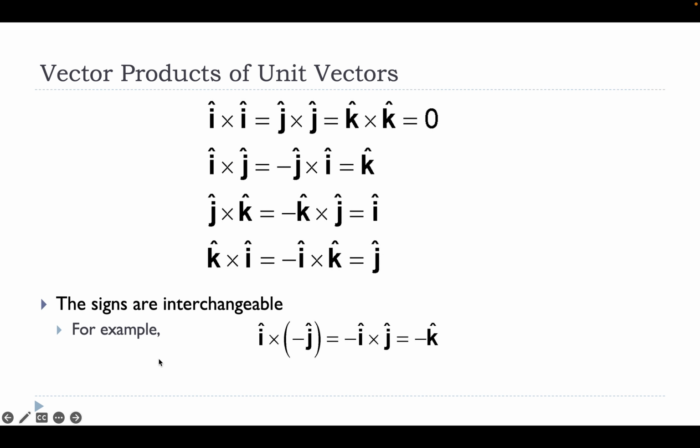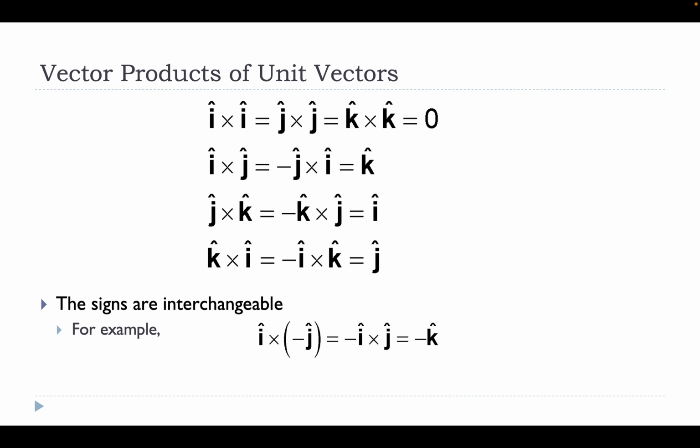So in terms of unit vectors, we can think about how we would take the cross product between two unit vectors. If I take the cross product between any two unit vectors that are alike, like I crossed into I, or J crossed into J, or K crossed into K, it's always going to give me a 0 value because the angle between these is always going to be 0.